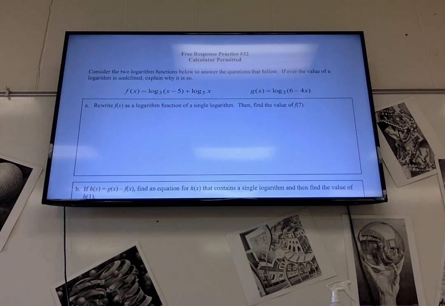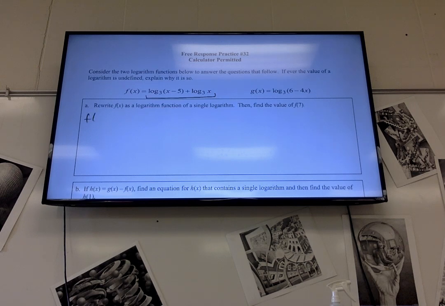Okay, so A says rewrite f of x as a logarithm function of a single log. So not 2, but 1. And then find the value of f of 7. So if we look at f of x, we have 2 logs that are added. So how can I rewrite that as 1 log? Yeah, there's a rule that says if you have 2 logs that are added together, then you can rewrite it as 1 log, but multiply those 2 arguments together.